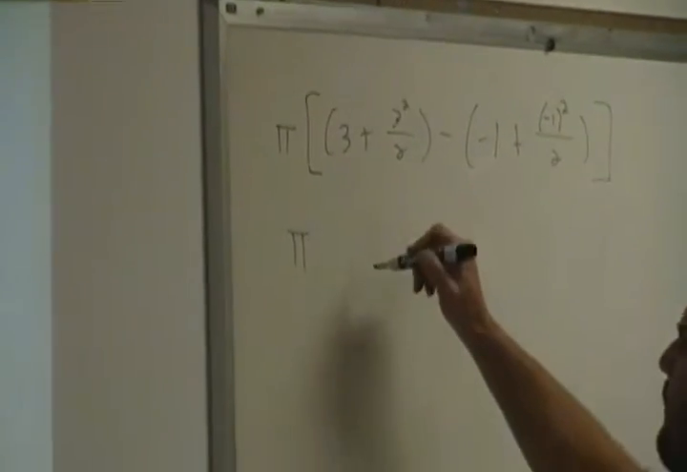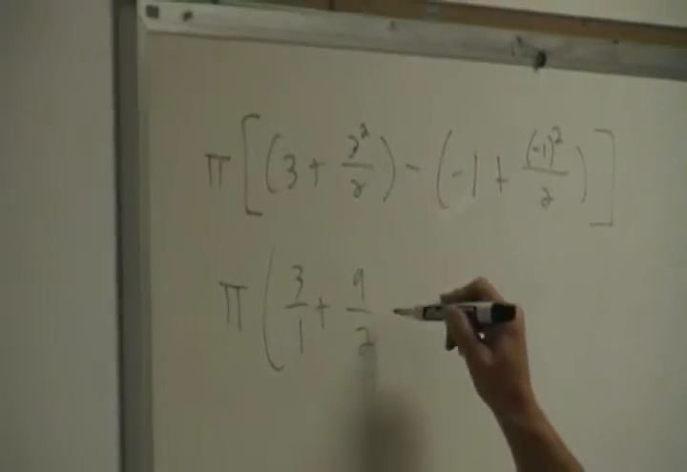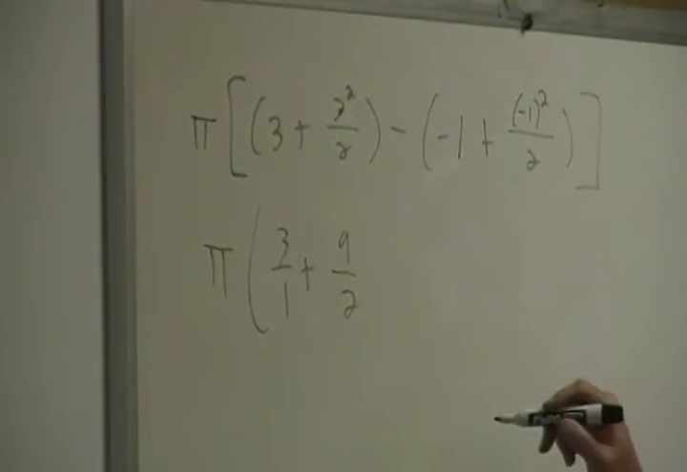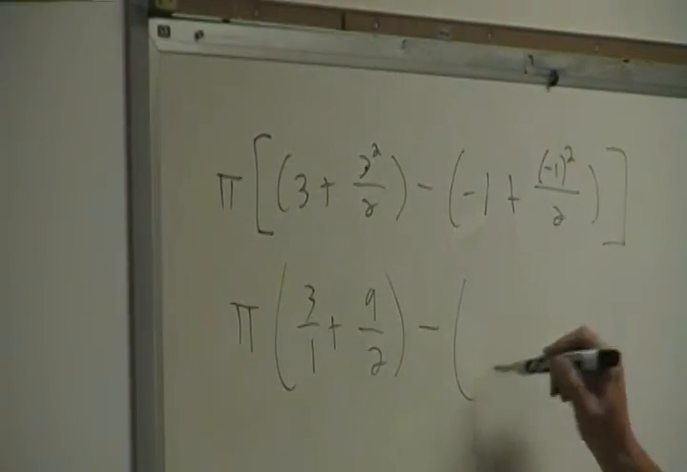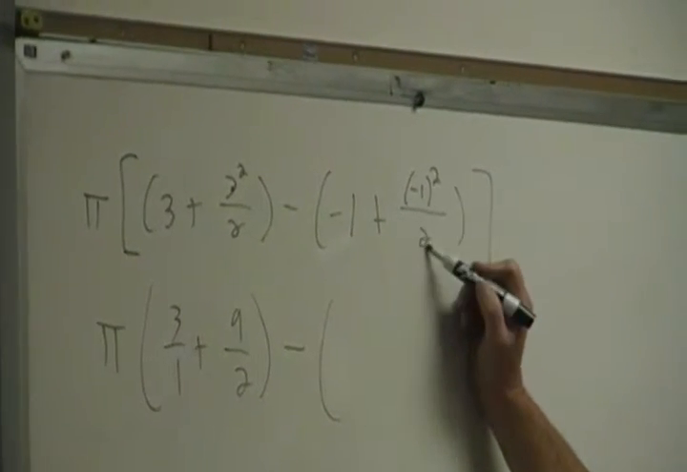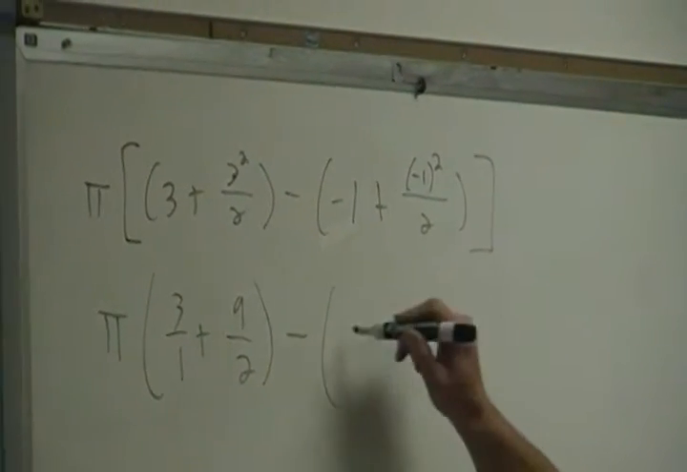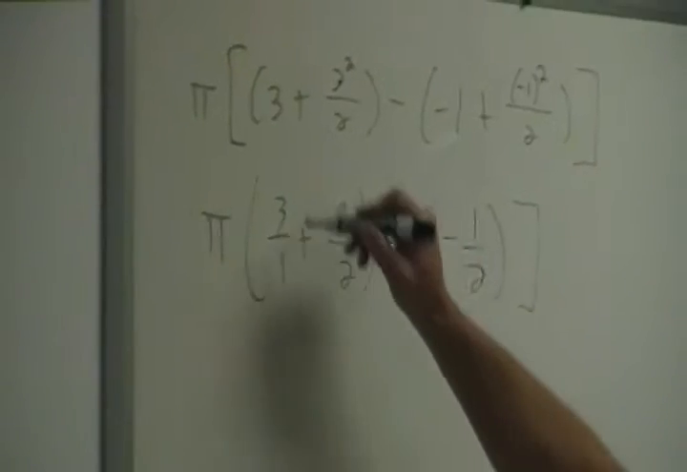So now I have 3 over 1 plus 9 over 2. And this right here is minus, let me do this a little differently since we have a little more time. Negative 1 squared is 1. That's 1/2. Negative 1 plus 1/2 is negative 1/2, isn't it? And that's minus a negative, so that's positive 1/2.